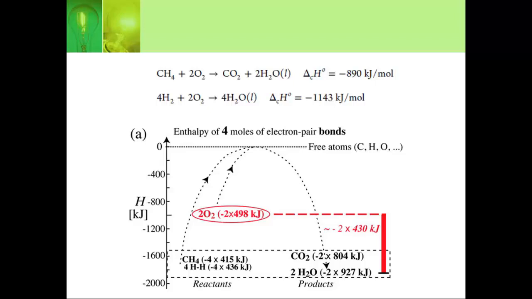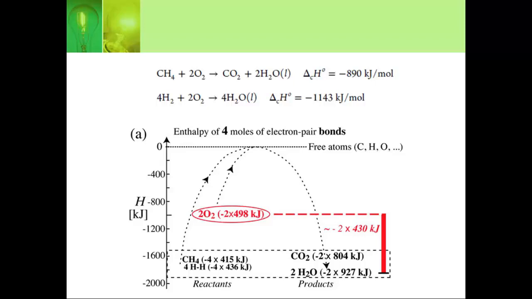Here's the energy level of reactants and the energy level of products. So in this case, you have CH4 combusting. It starts off right here, so it has a heat of formation at this level right here. And then when it combusts, it makes CO2 and 2H2O. So when it combusts, it makes 2 times 804 negative, and 2 times 927. So these bonds form, these bonds get broken, and the oxygen, this bond gets broken as well.